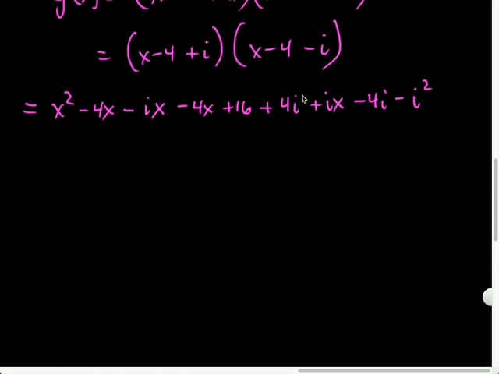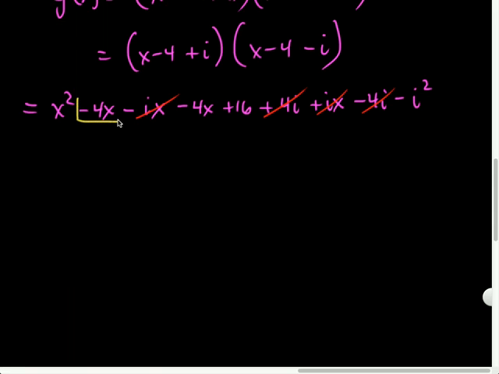Now watch how cool this is. Ready? Look at this negative ix. What does that combine with? Positive ix. Those just cancel out. Positive 4i and the negative 4i cancel out. Wow, that's really nice so far.